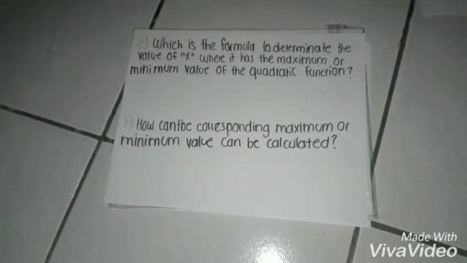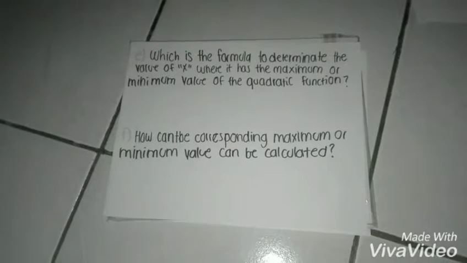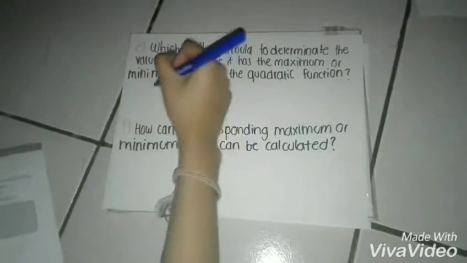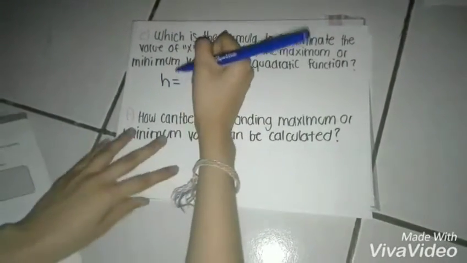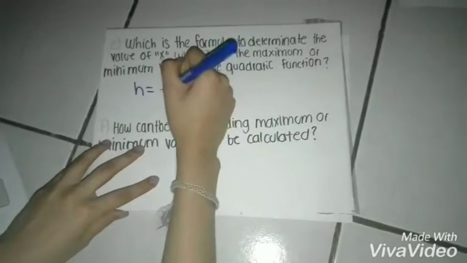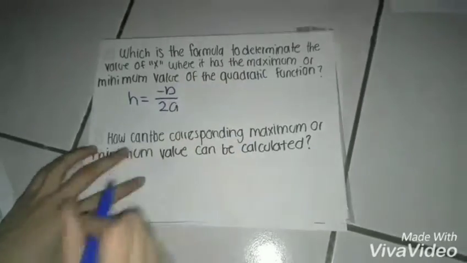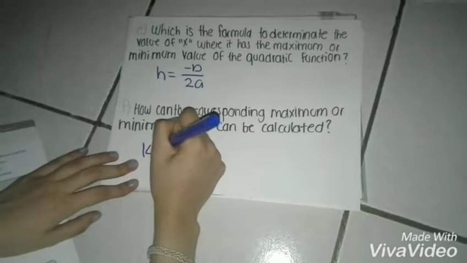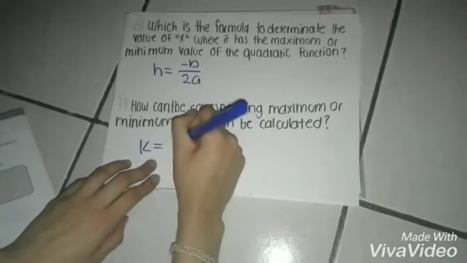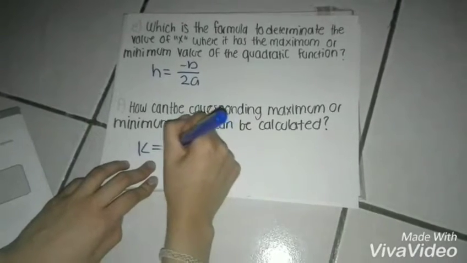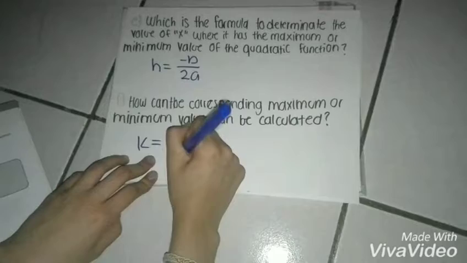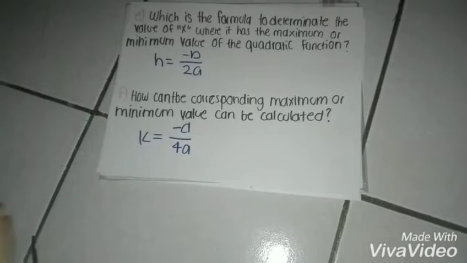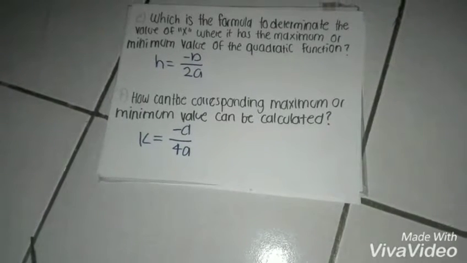Now, letter E says, which is a formula to determine the value of x where it has the maximum or minimum value of the quadratic function? h is equal to negative b over 2a. Now, f. How can the corresponding maximum or minimum value be calculated? k is equal to negative d over 4a.